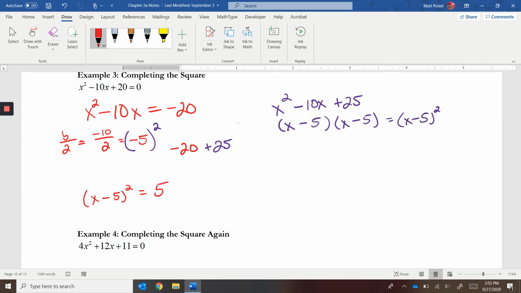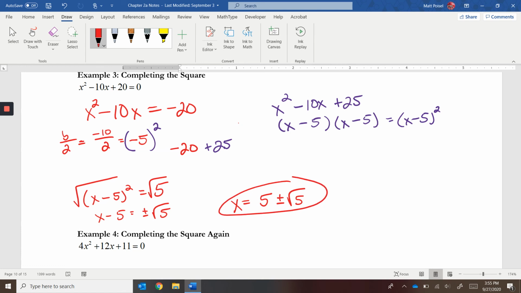Now, this should look very similar to our example 1 that we did. At this point in time, we're just going to go ahead and take the square root of both sides. So I'm going to get x minus 5 equals plus or minus the square root of 5. We need to add 5 to both sides. And there's our final answer.